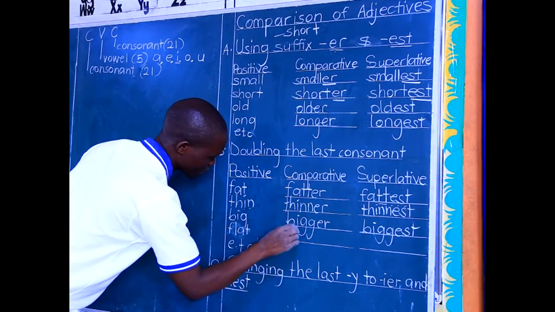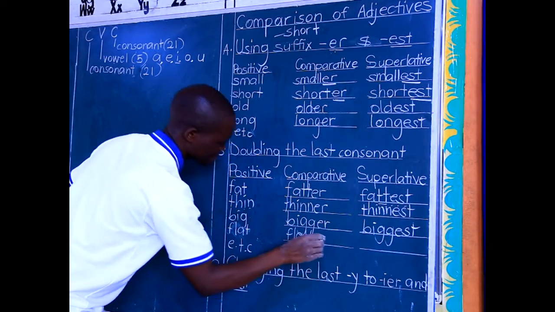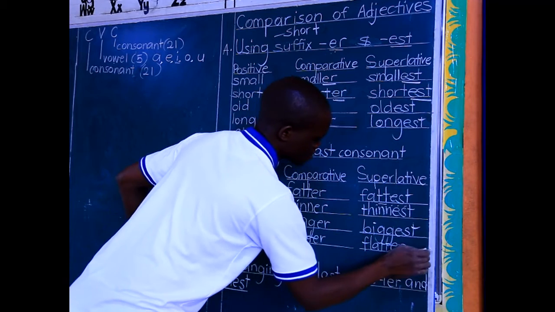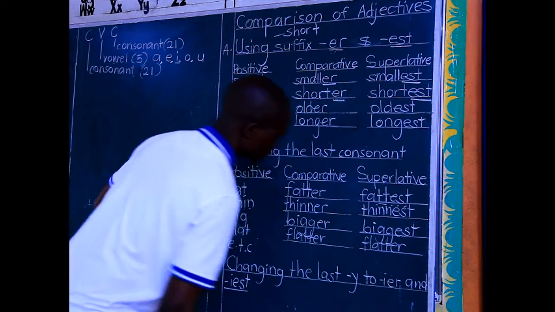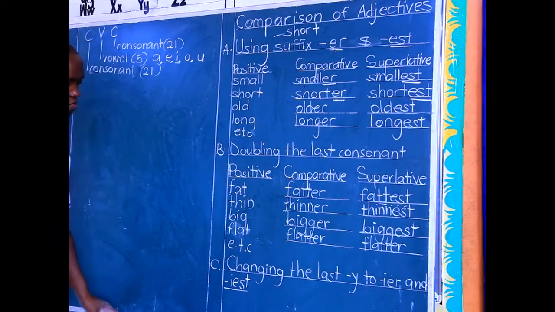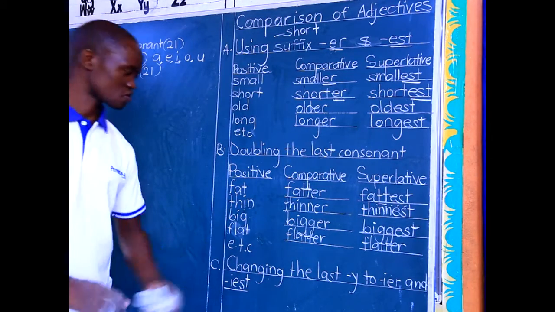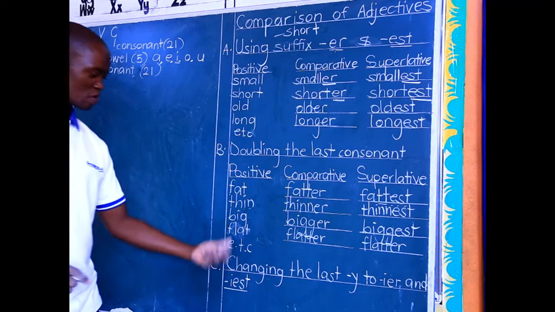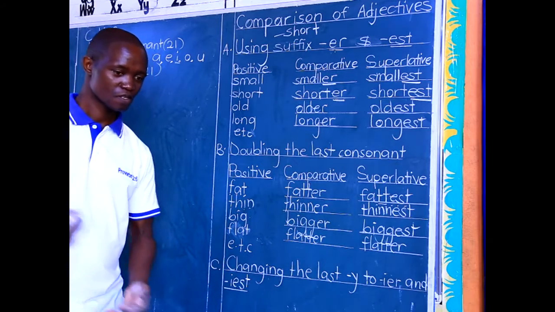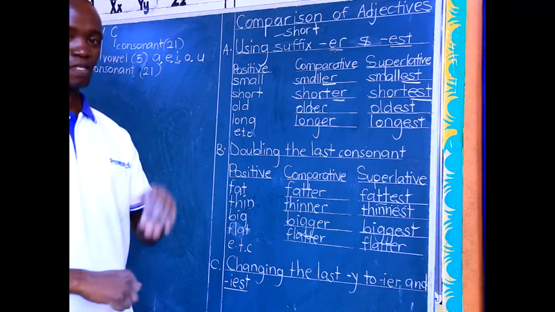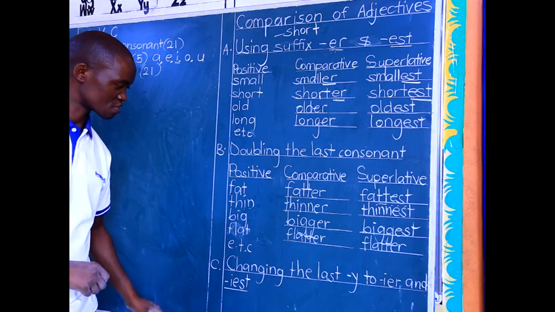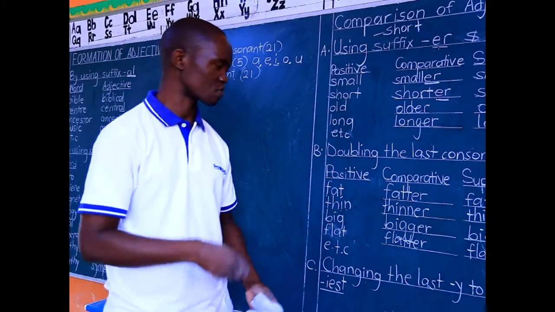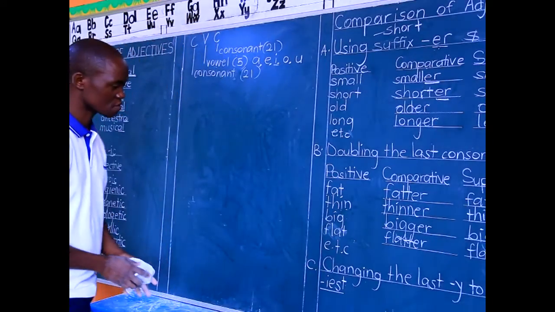Flat, flatter. And lastly, flattest. The flattest district in Uganda should be in Eastern Uganda. The flattest district. Okay. Etcetera, that is, and so on. There are many other words that are in this category. Think of them. When you need guidance, you need a dictionary. You need the Oxford Advanced Learner's Dictionary to master more about formation of adjectives and how they are compared or changed to different degrees.